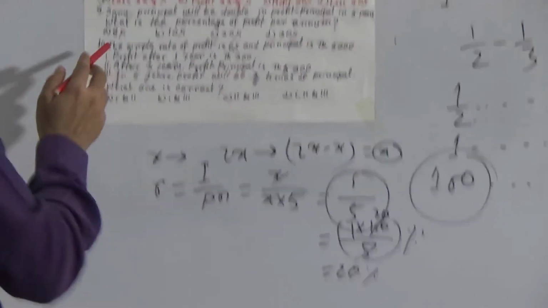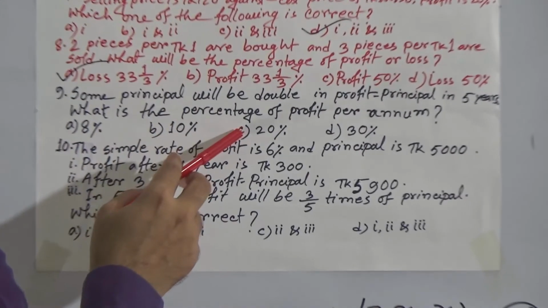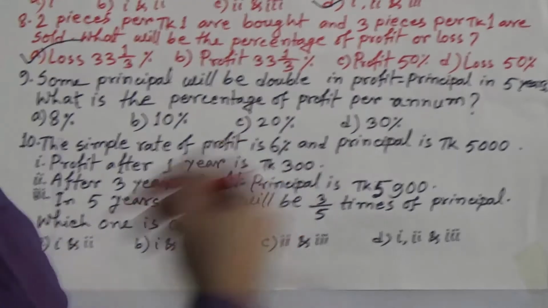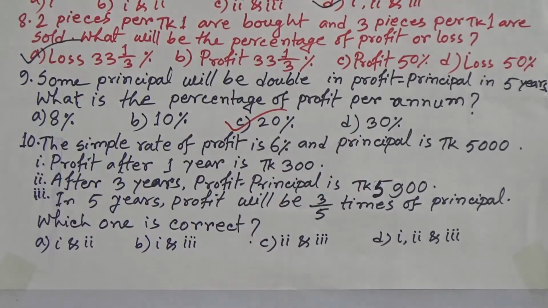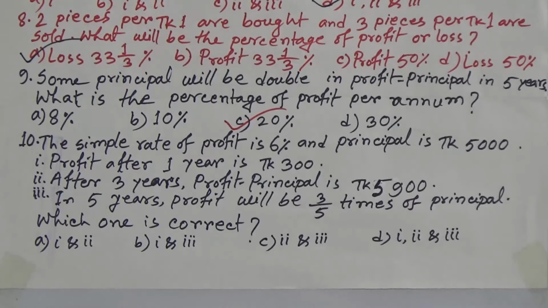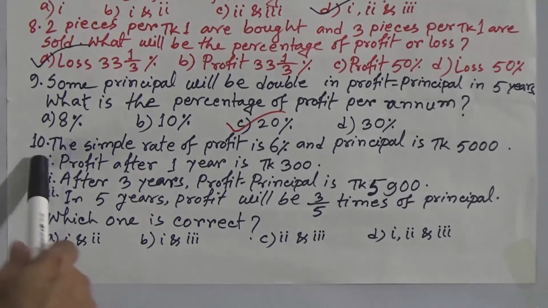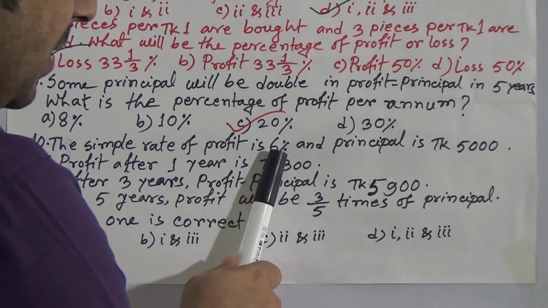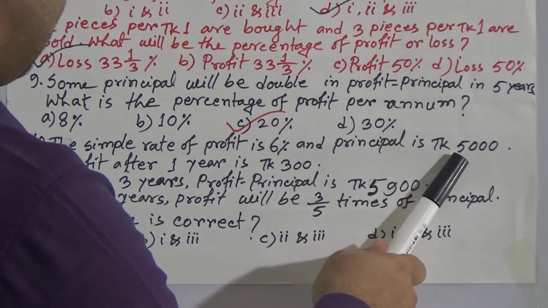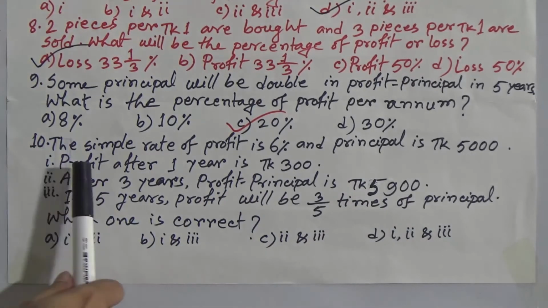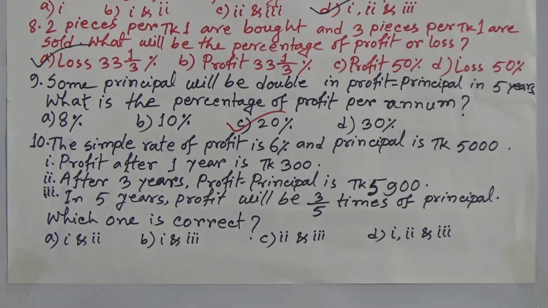So first one is 8%, then 10%, then 20%, 30%. Here 20% is correct. Now this is our last question today, question 10. The simple rate of profit is 6% and principal is taka 5,000. First one, profit after 1 year is taka 300.